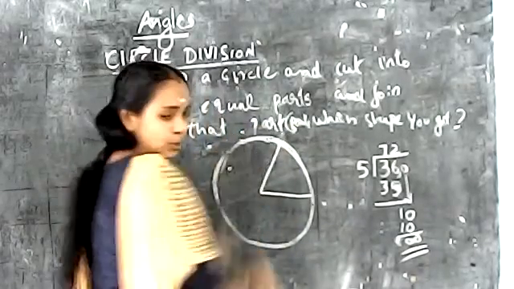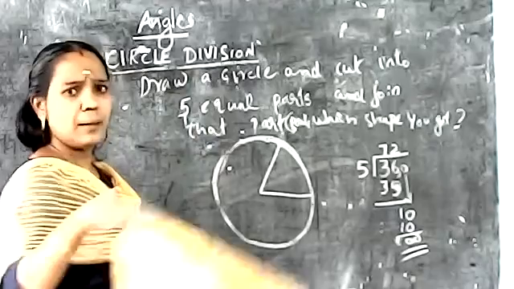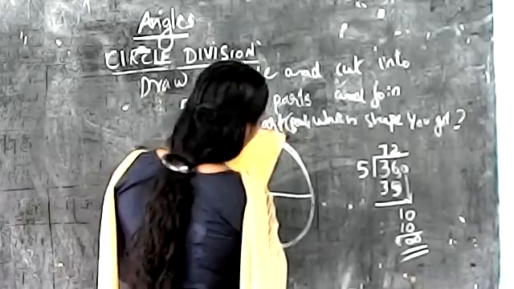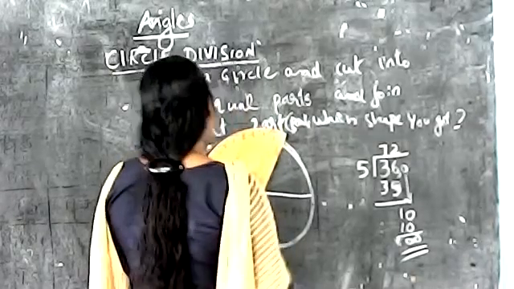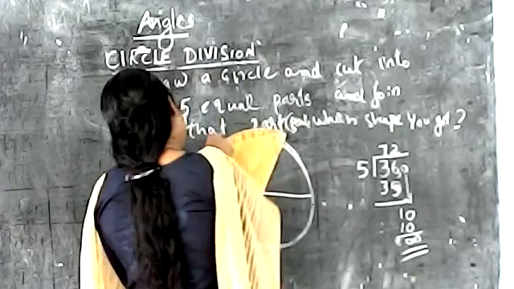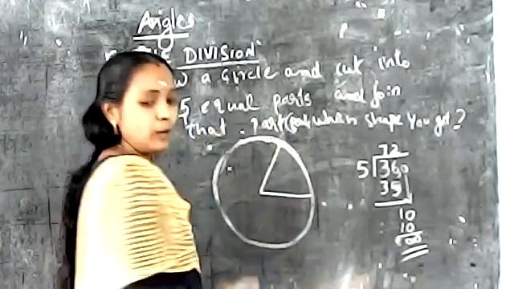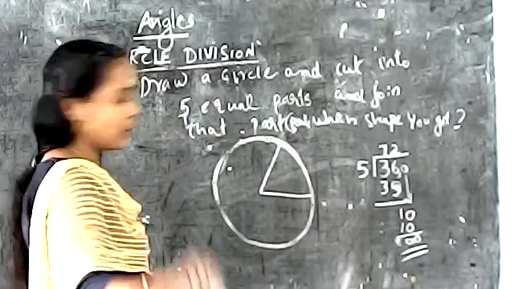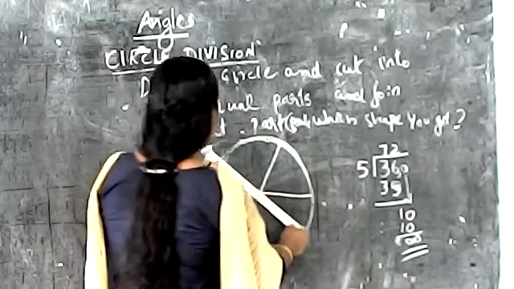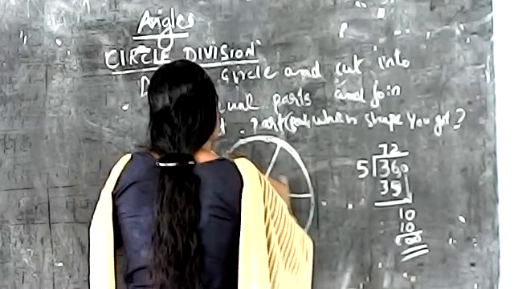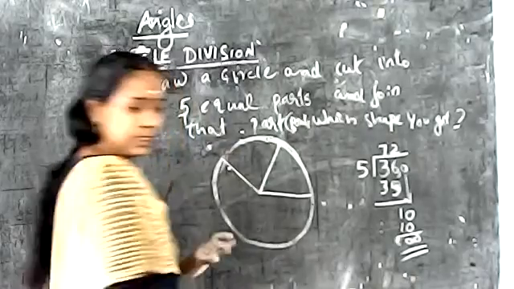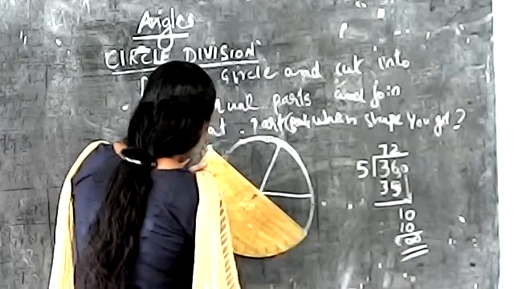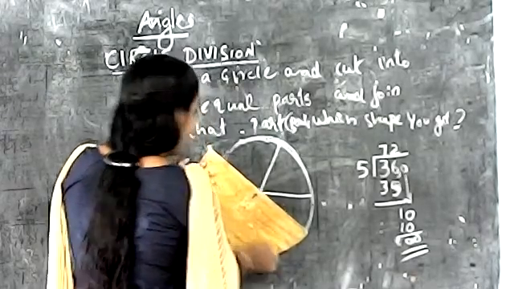72 degree. Next one, same as above. Again, make a new radius for measuring 72, between 70 and 80. Next one again, use a new radius, new radius. 72.